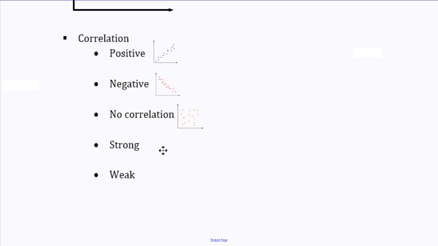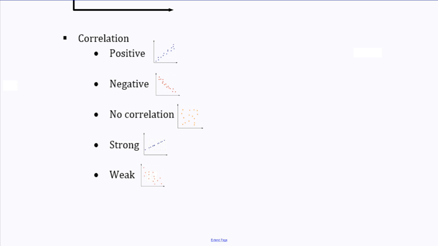Strong and weak. Strong means that the points are very, very closely in a line. They fit a line very well. And weak means that they're a little bit spread out. I can still see a trend, either upwards or downwards, but less strong.